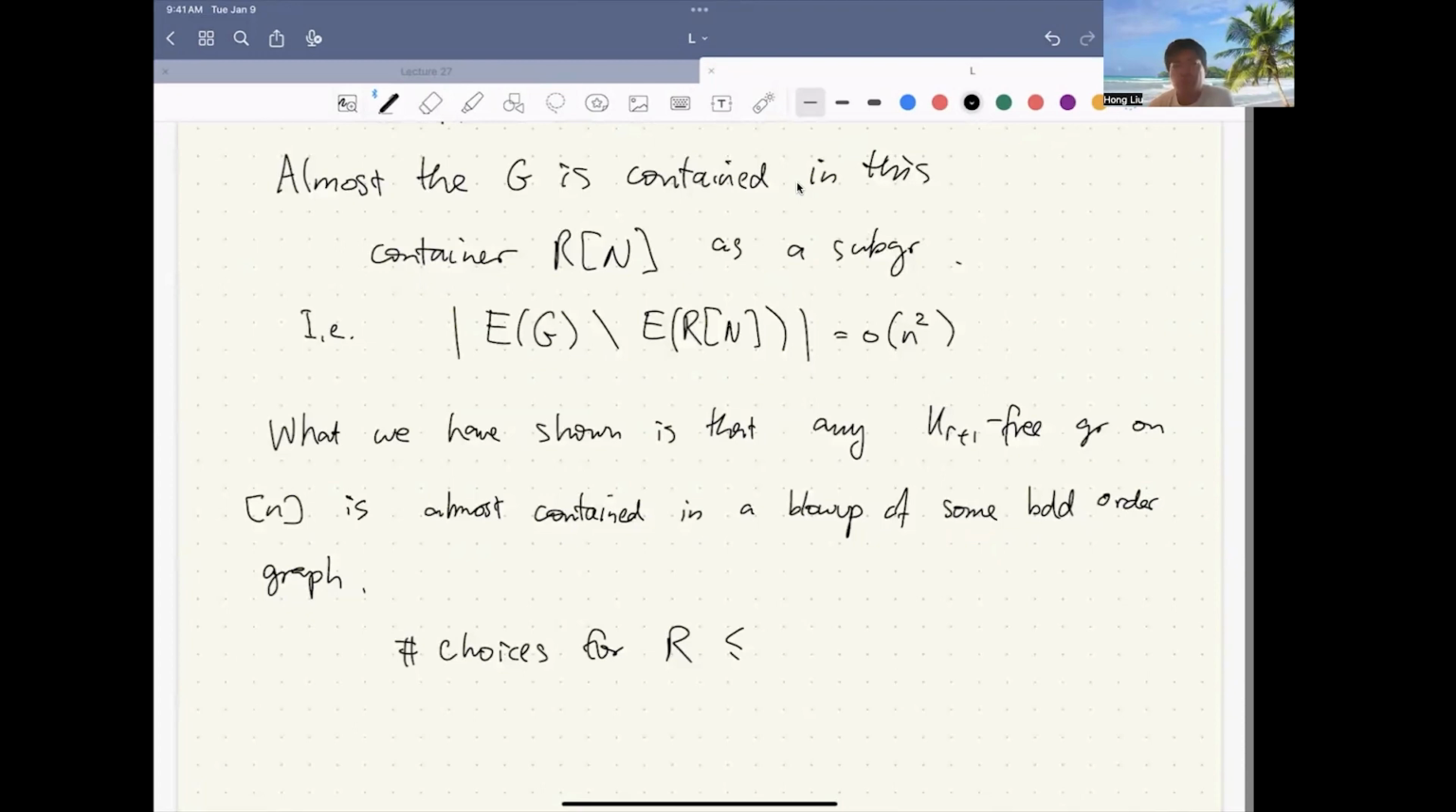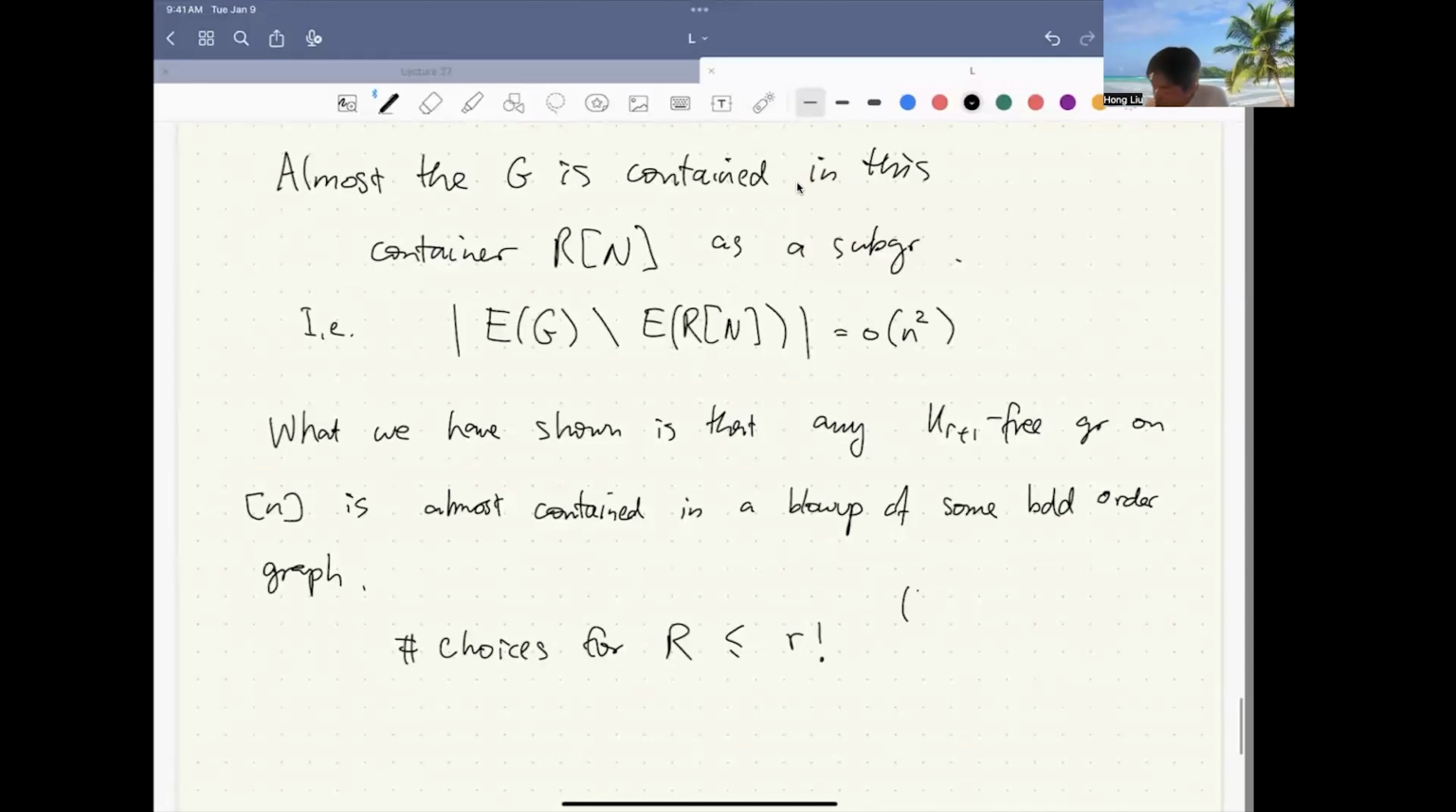If you even think of R as labeled, this is like R factorial. You permute the vertices of R as ordered, and then you have R vertices, right? So the total number of edges is R choose 2. Then you just choose all possible graphs on R choose 2 edges. For each edge between 2 vertices in R, you either choose it or not choose it. This many choices. So the number of choices of R is constant.